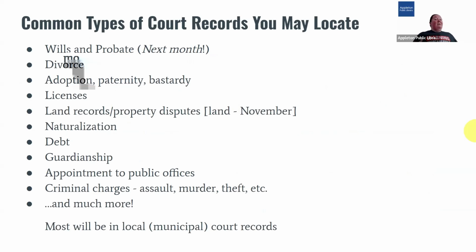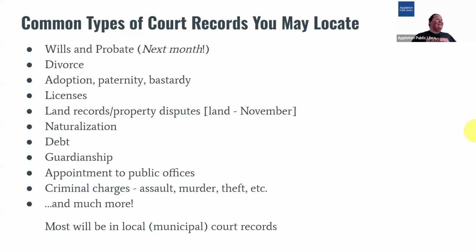So there might be a couple types of court records that you're going to look at during these court records that you want to research. We're going to talk more in depth about wills and probates next month, because that's such a great genealogy resource that we're going to dive really deep into it next month. But you might want to look for those divorce records, if there's some adoption or paternity, or bastardy, which was a common thing back in the day if somebody didn't want to claim their child.